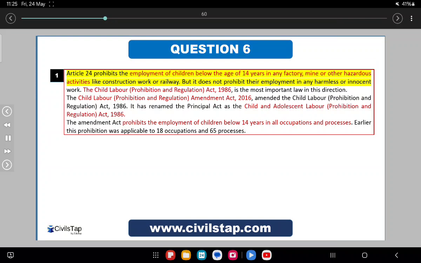Article 24 prohibits the employment of children below the age of 14 years in any factory, mine or other hazardous activities like construction work or railway. But it does not prohibit their employment in any harmless or innocent work. The Child Labour Prohibition and Regulation Act, 1986, is the most important law in this direction.